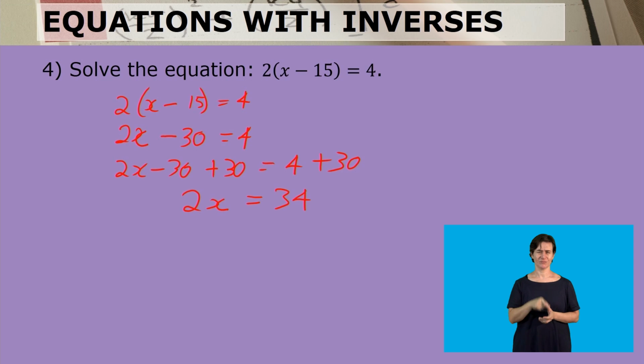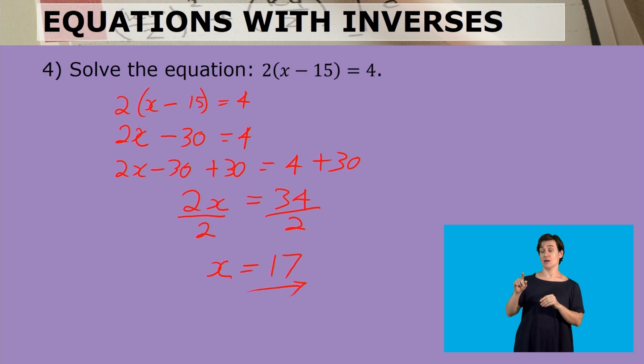And then, because 2 and x are multiplied, the multiplicative inverse of 2 is dividing by 2. It's a half, so it's dividing by 2 on the left, and what we have done on the left is divide by 2, so on the right we must also divide by 2. 2 divided by 2 gives us 1. 1 multiplied by x is x, and 34 divided by 2 is 17. So our value of x there is 17.